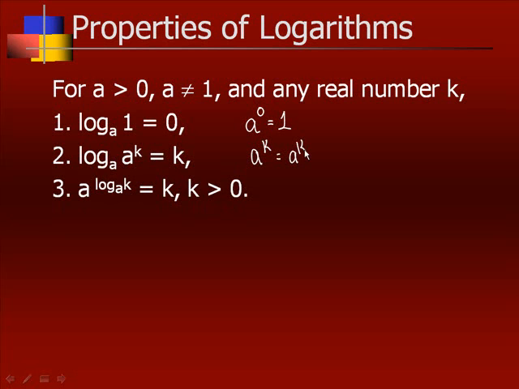And then the third one, a to the log of k base a is equal to k. In the log form, the base is a, so we've got the log base a. The k is the argument, and the power is the log of that, which says that those two are exactly the same. So what we think about is the a base and the log cancel each other out.